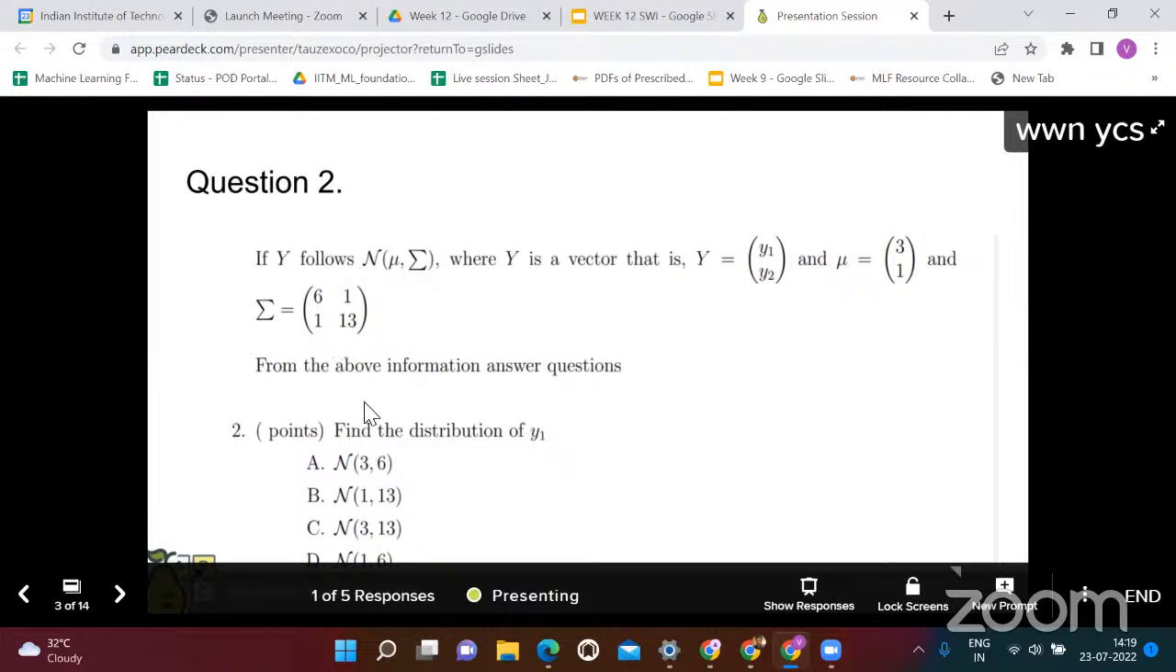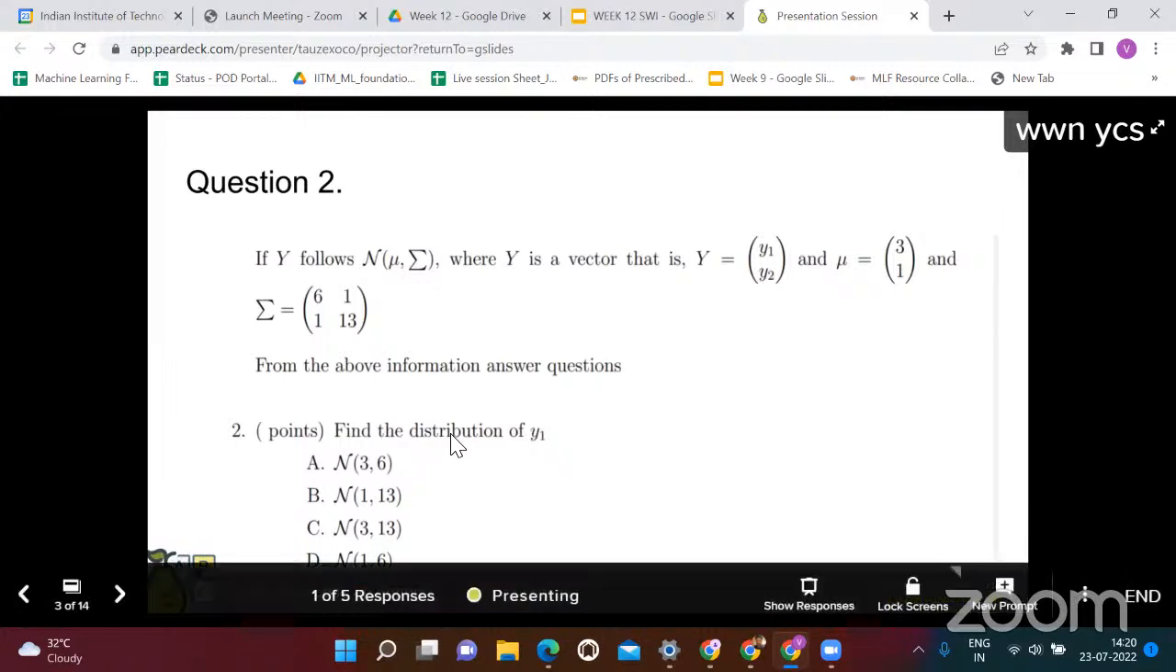You already know the covariance matrix. The diagonal entries represent the variances. For example, this 6 represents the variance of y1 and y1, so this is simply the variance, right? If we have this covariance matrix, the diagonal entries represent the variance of y1 and the variance of y2. So 6 is the variance of y1, and now we have the distribution of y1 as (3, 6), because you already have both the parameters, right?